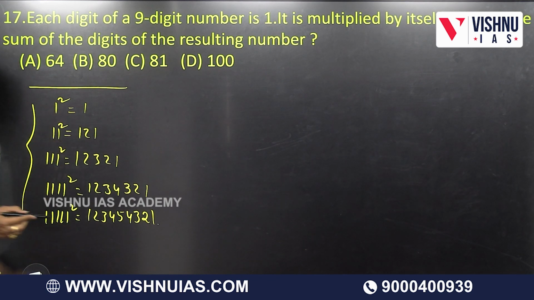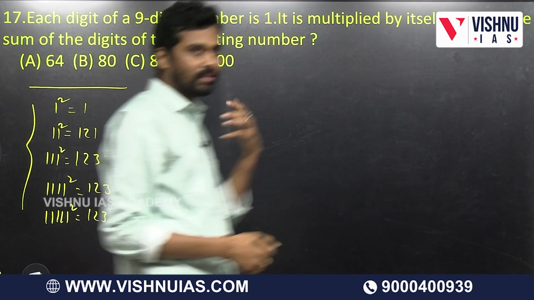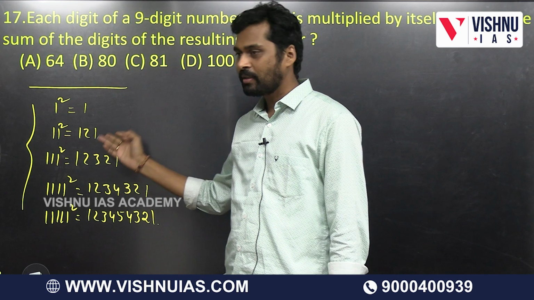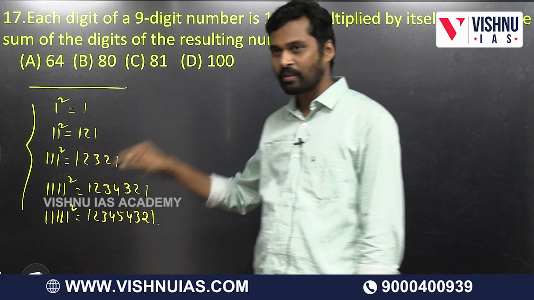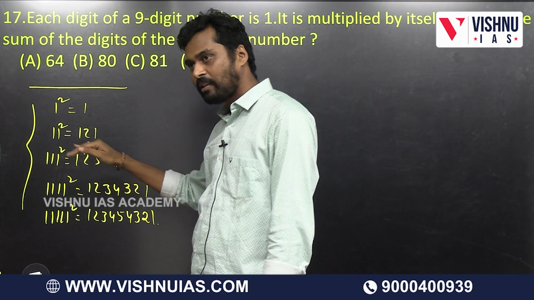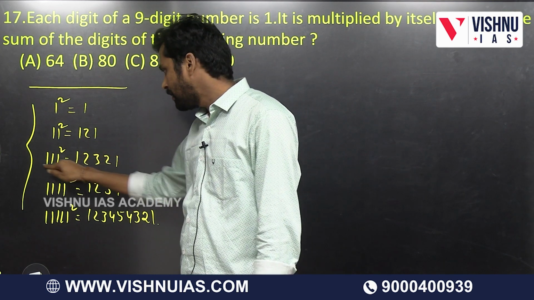So if all the digits are 1 and you take the square of this number, 1 square means 1, 11 square means 121. So 111 square means, if all the digits are 1s, you write the numbers in this order, 1 2 3. How many digits are there? 3.